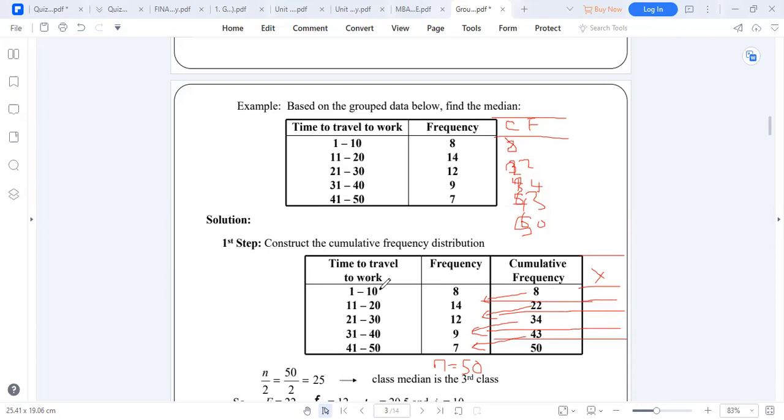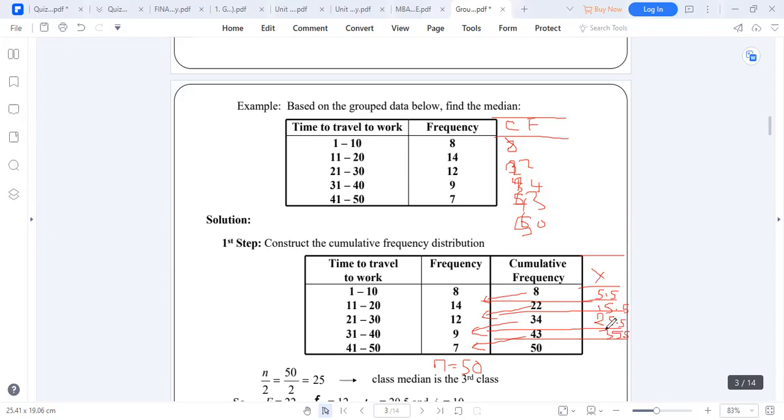Add the lower bound plus the upper bound divided by 2. So 1 plus 10 is 11, divided by 2, 5.5. 11 plus 20 is 31. 31 divided by 2 is 15.5. 21 plus 30 is 51. 51 divided by 2, we get 25.5. 31 plus 40 is 71, divided by 2, we get 35.5.